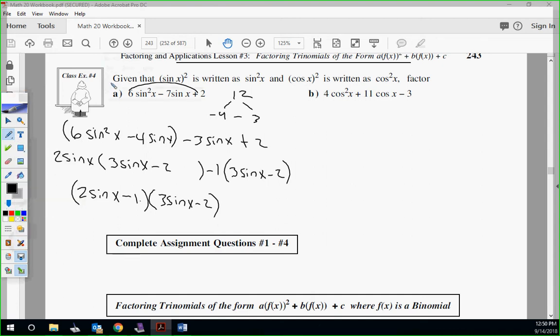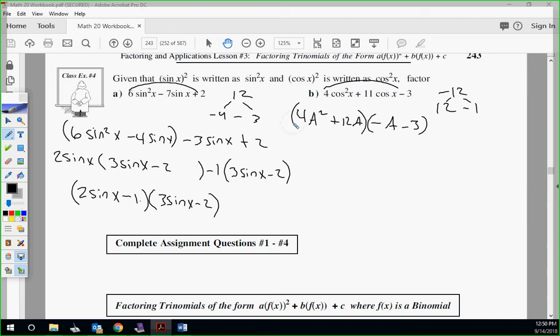Okay, so 4 times -3, -12. So we want 12 and -1. So I'll do the substitution way if you want to see it. I'm just going to write 4a squared plus 12a minus a minus 3.